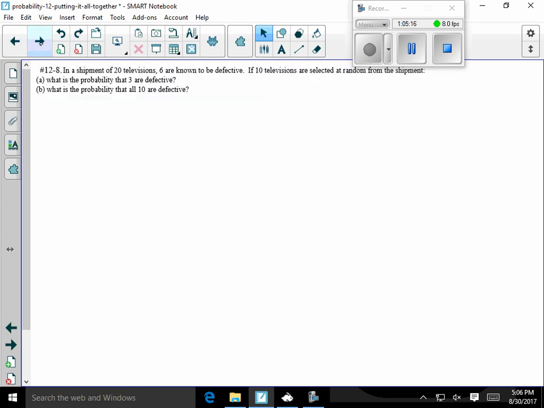Okay, let's take a look at this problem. It says that in a shipment of 20 televisions, 6 are known to be defective. If 10 televisions are selected at random from the shipment, what's the probability that 3 are defective? What's the probability that all 10 are defective? So pause this and give this a try.